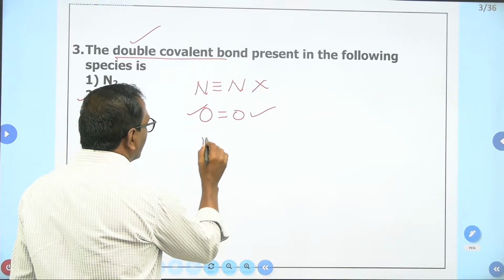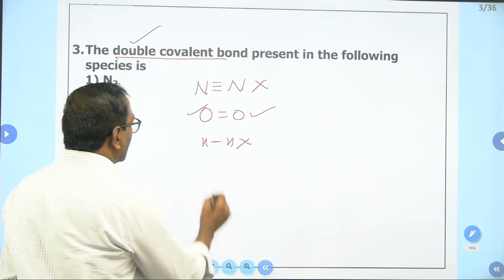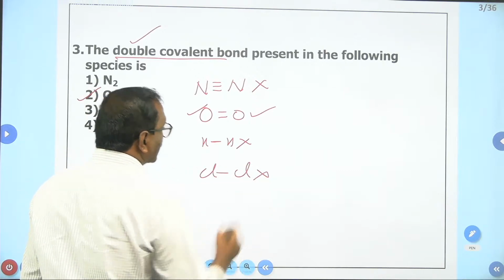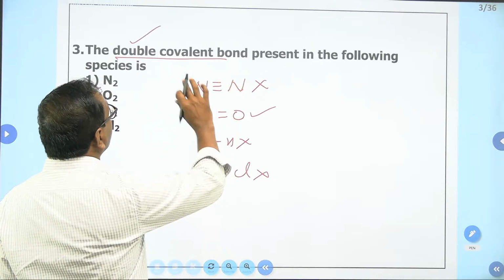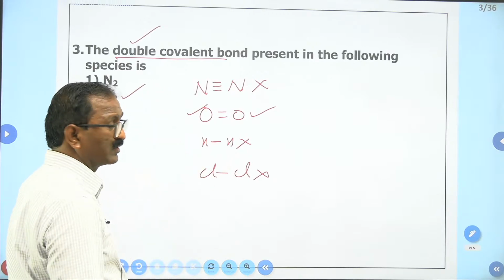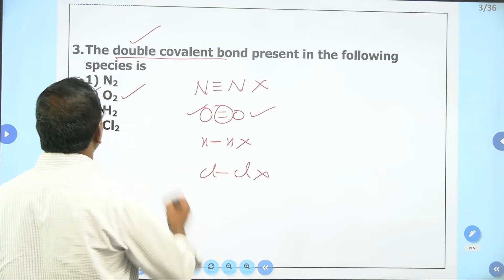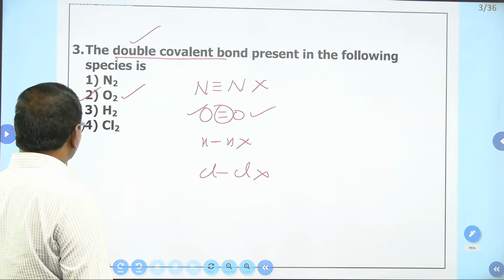Once again, between the two hydrogen atoms, there is a single covalent bond. This is also not correct. And between the two chlorine atoms, a single covalent bond is present here. This is also not correct, because the question is the double covalent bond present in the following species. Your right answer is the oxygen molecule. Between the two oxygen atoms, a double bond is present here. Hence, the second option is the right answer. Right? Next one.